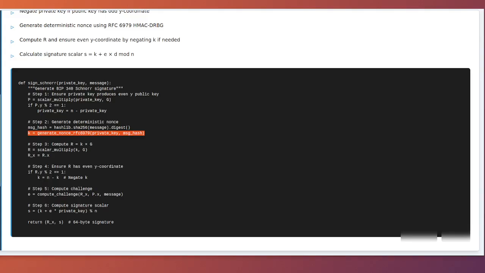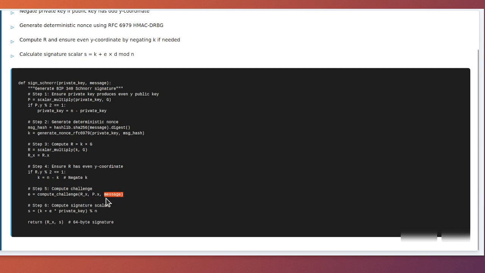With k in hand, we compute the nonce point R equals k times G using elliptic curve scalar multiplication. The nonce point R also needs to have an even y-coordinate, according to BIP 340. We check the parity of R's y-coordinate. If it is odd, we negate k by computing n minus k. This negation flips the y-coordinate from odd to even while keeping the x-coordinate the same. We then compute the challenge e by calling our tagged hash function with the x-coordinate of R, the x-coordinate of the public key P, and the message.